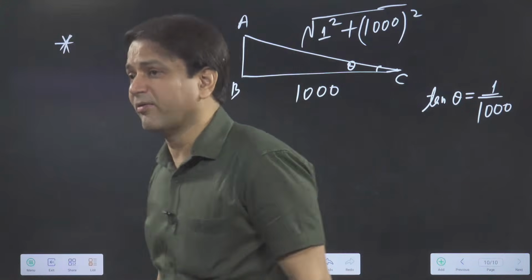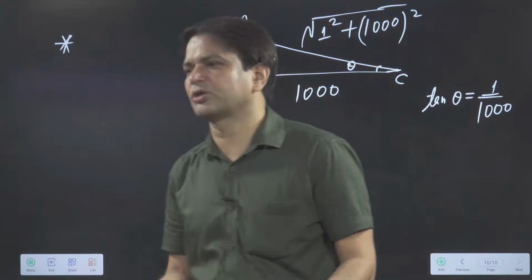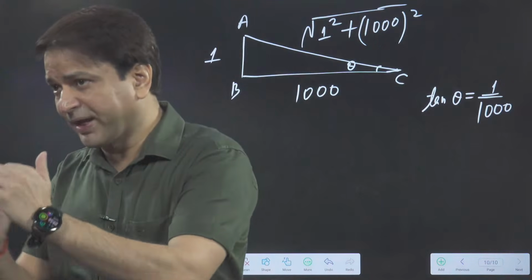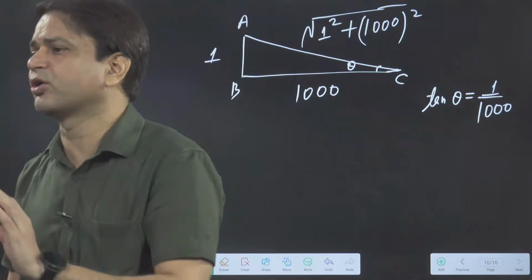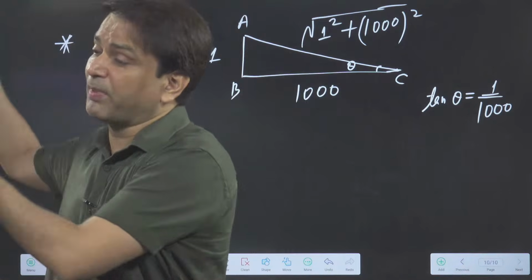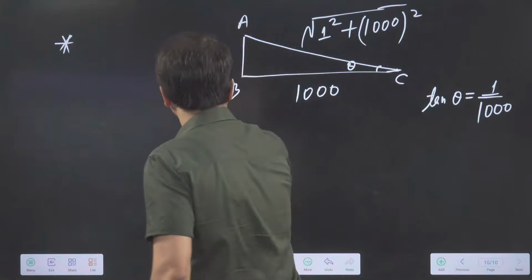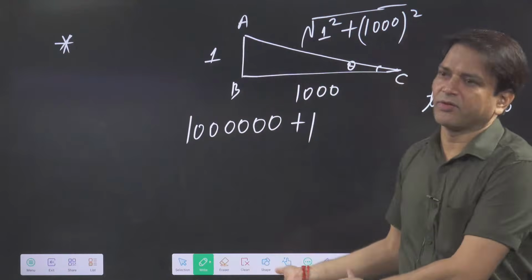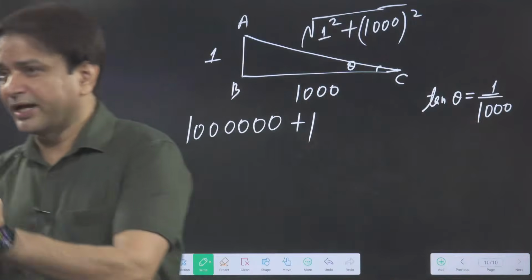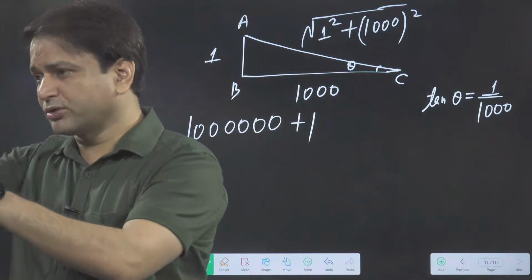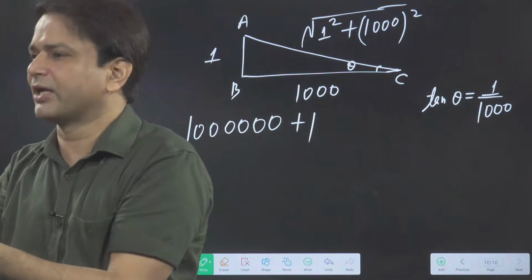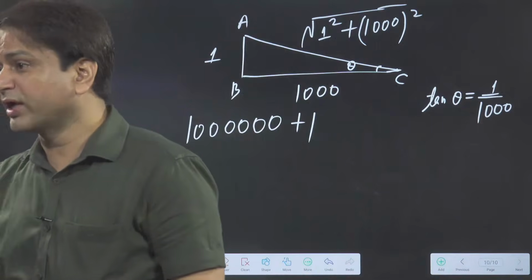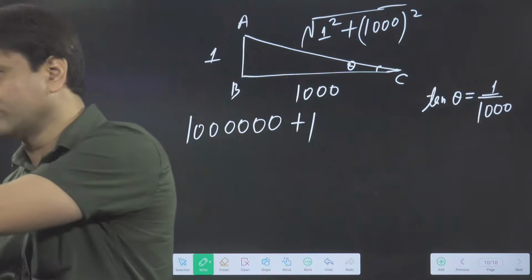So 10 to the power 6 plus 1 is approximately 10 to the power 6 only. In that case I can say hypotenuse and the base will be nearly equal. Then sin theta also I will get as 1 upon 1000. Now you can see tan theta is nearly equal to sin theta.